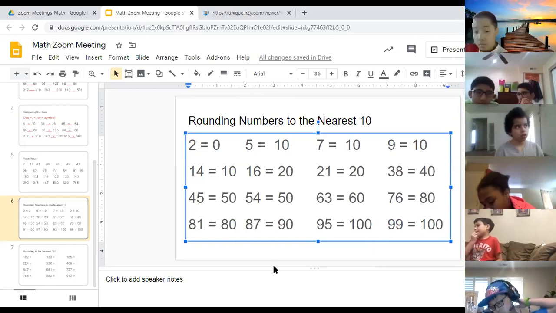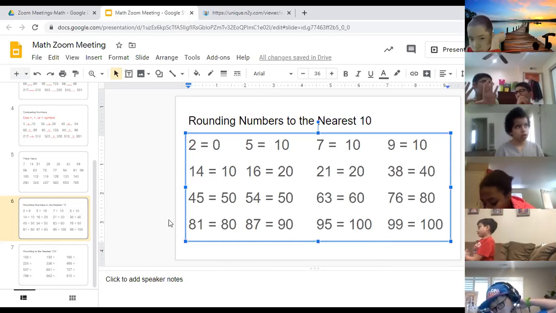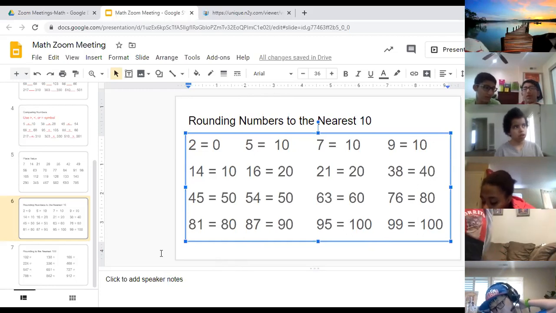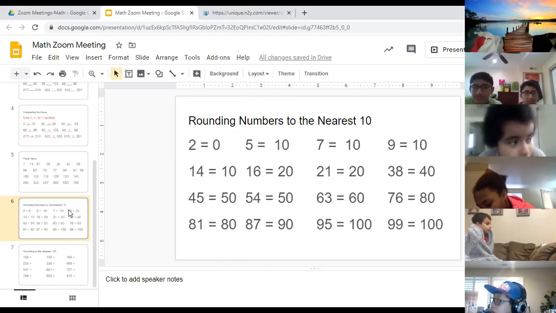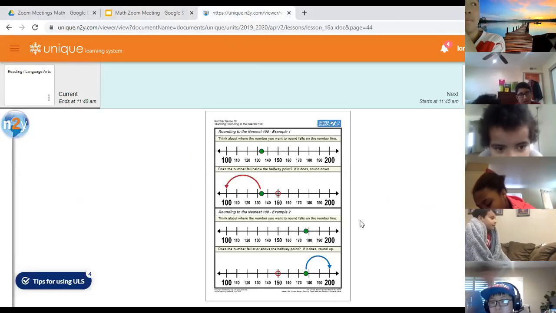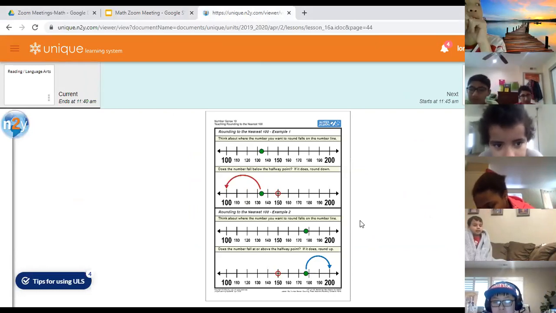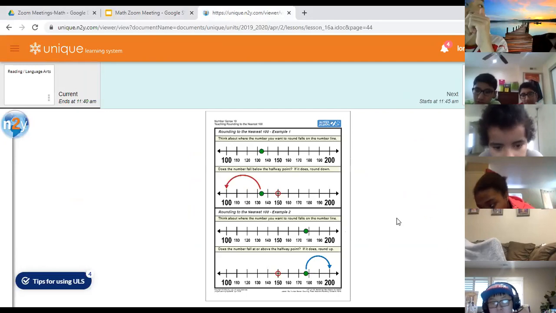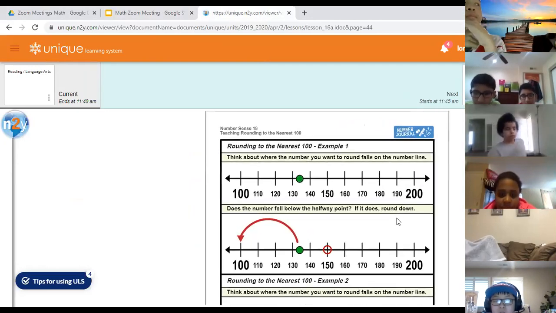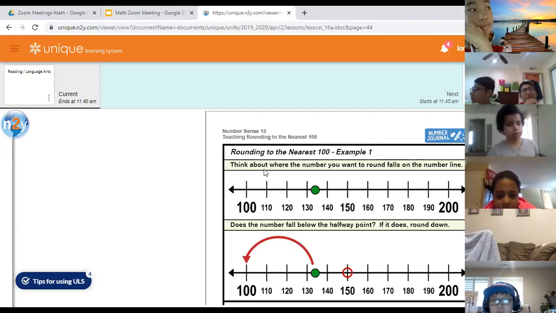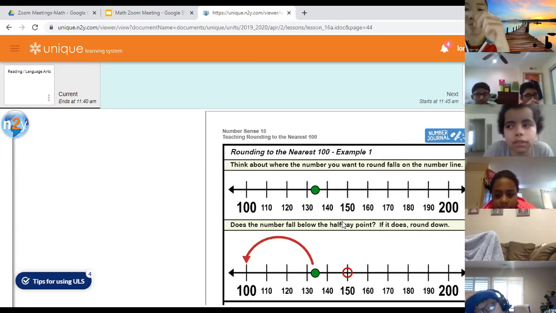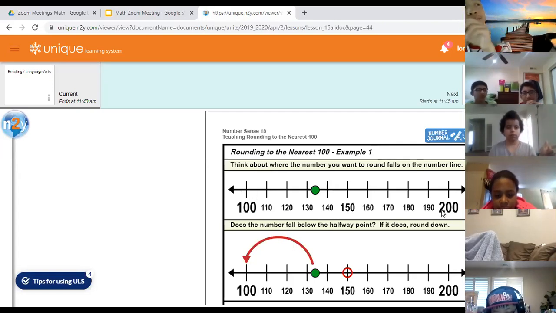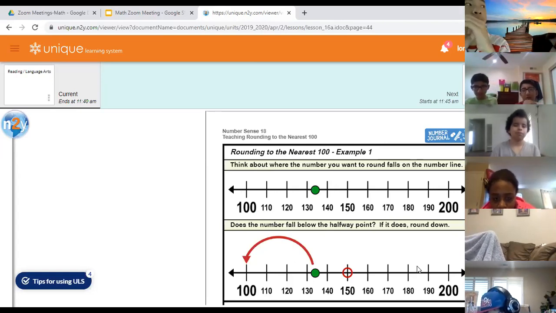Okay, now we will proceed to rounding numbers to the nearest 100. Okay, let's take a look at this one. So the numbers are 100 and 200. That's the number you see on the number line. So we will round to the nearest 100.